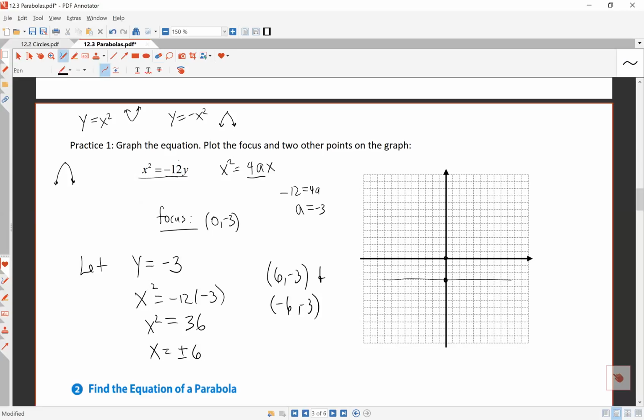So we go over to 1, 2, 3, 4, 5, 6, negative 3, and negative 6, 2, 3, 4, 5, 6, negative 3. That dictates how wide this parabola is.